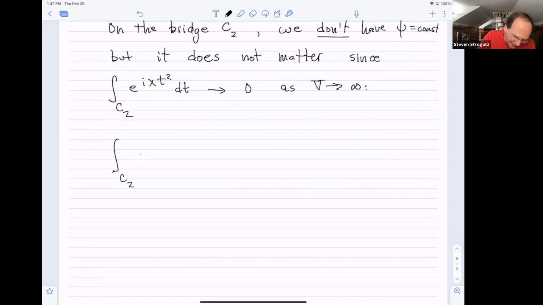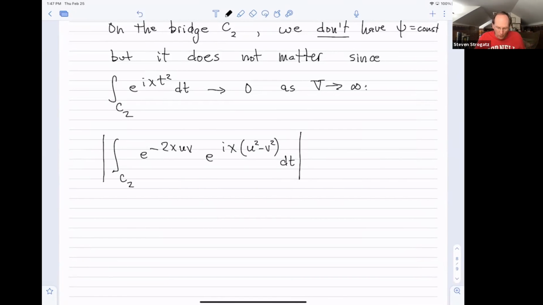Integral over C2, we had written it out as e to the minus 2x uv e to the ix u squared minus v squared dt. All right, so let's, as usual, estimate this by taking its magnitude as a complex number and doing a triangle inequality style estimate. In complex analysis that amounts to saying the magnitude of this integral is less than or equal to the integral of the magnitude of the integrand, dt. And so if I look at the magnitude of these 2 terms, there's this term. Well, that's going to be fine. That's just going to get copied.